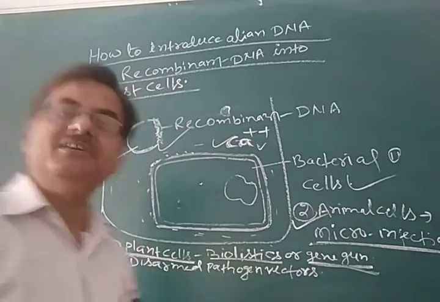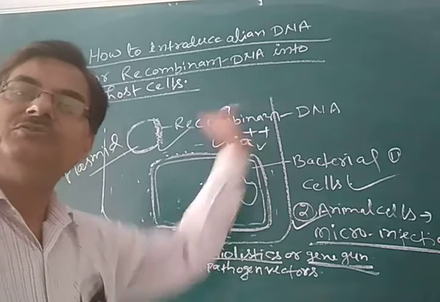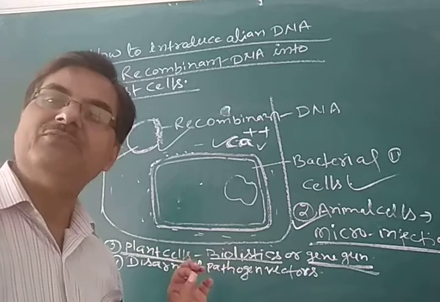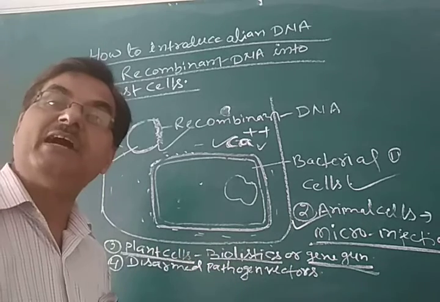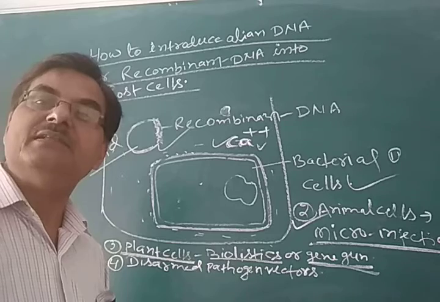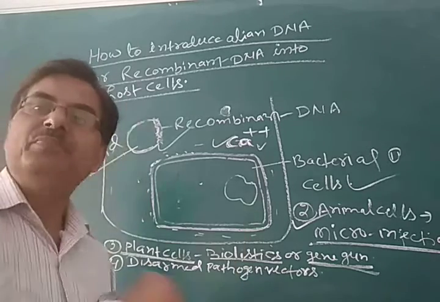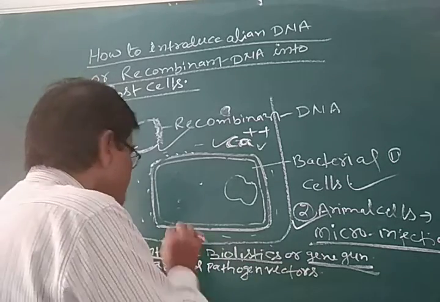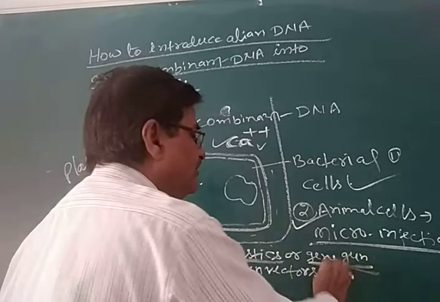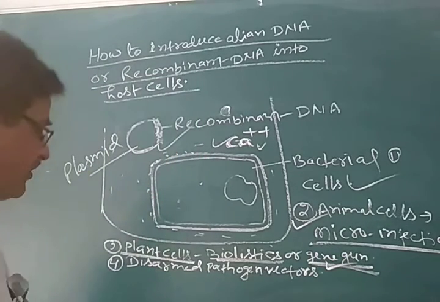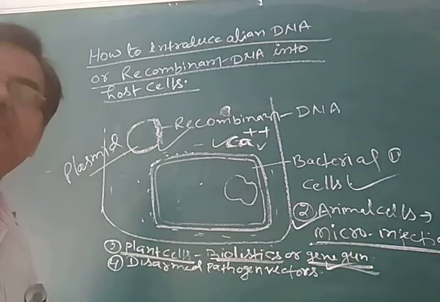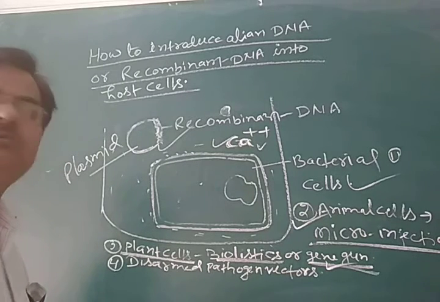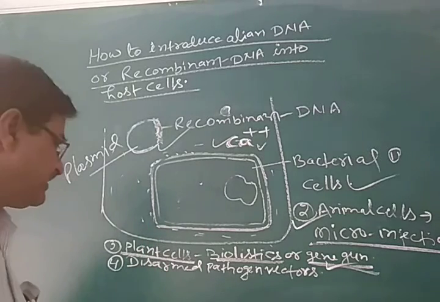So this is the gene gun, means through the gene gun we can introduce the alien piece of DNA into the plant cells. So what we learned in the plant cell, the plant cells are bombarded with high velocity microparticles of gold and tungsten coated with the recombinant DNA. That helps to introduce the DNA into the plant cell, and the process is called biolistics or gene gun. Now we talk about another method we can use to introduce the alien piece of DNA or recombinant DNA into the plant cell, animal cell or bacterial cells.